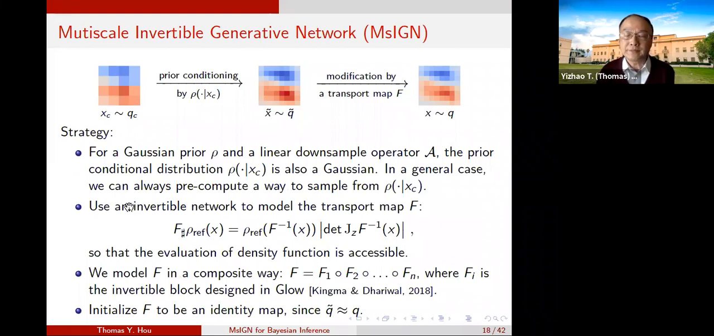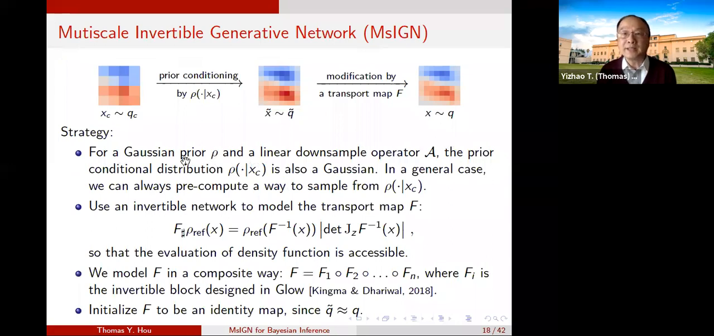And, as I said, typically we pick the prior distribution as some kind of Gaussian-like prior.